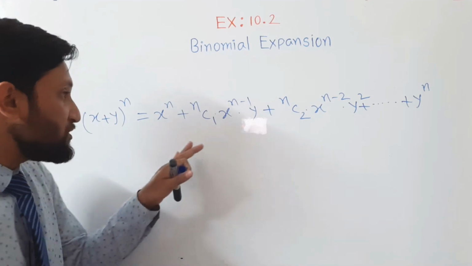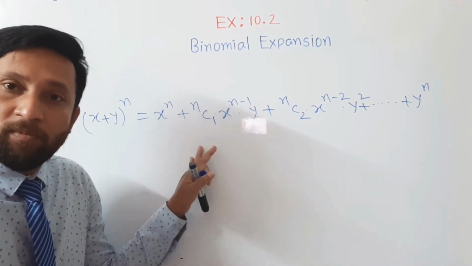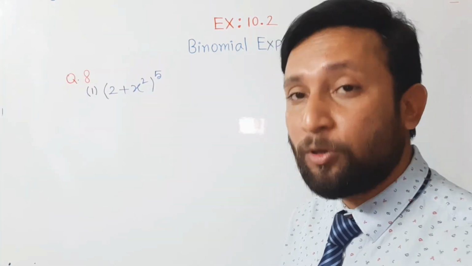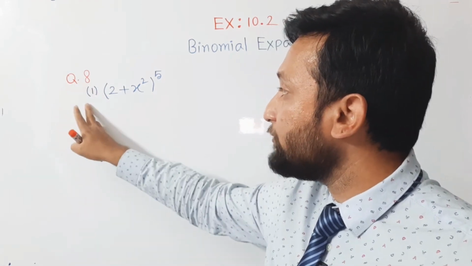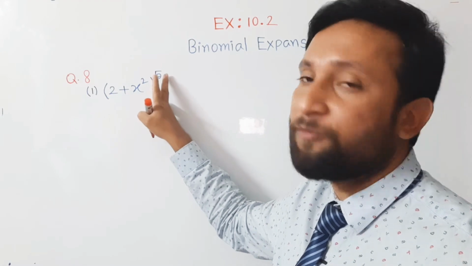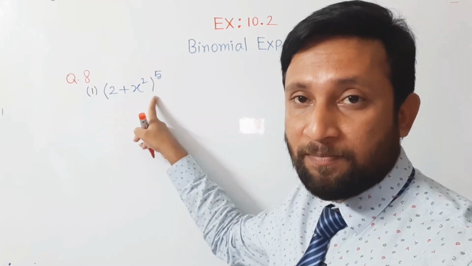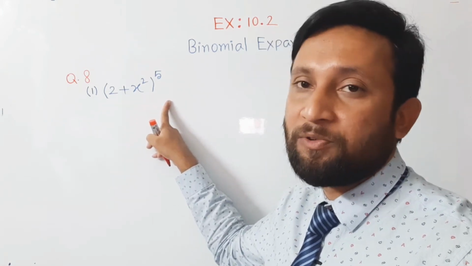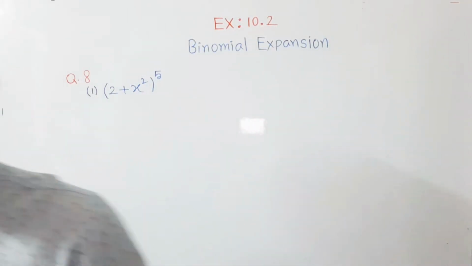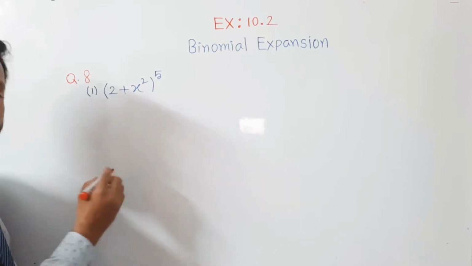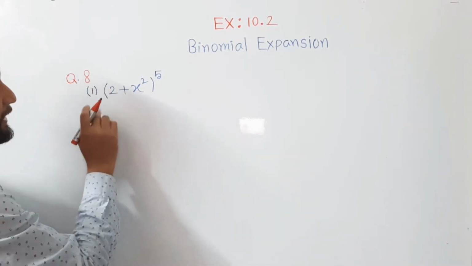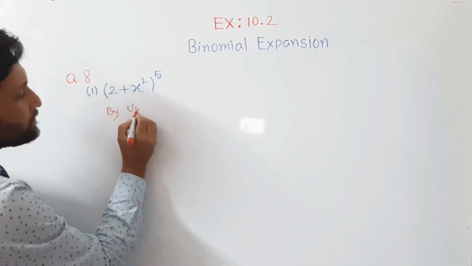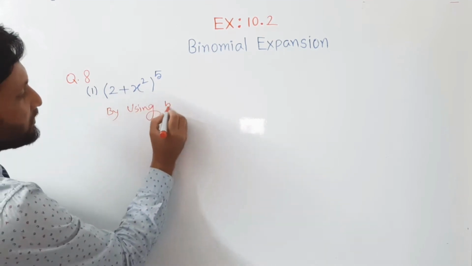So by using this theorem, now we can easily solve the mathematical problems of this exercise. Dear students, now I am going to solve them. Here see question number 8, the first question is (2 + x^2)^5. This is a binomial term, so we have to expand this binomial by using the binomial theorem. Now follow me. At first write down here, by using binomial theorem.